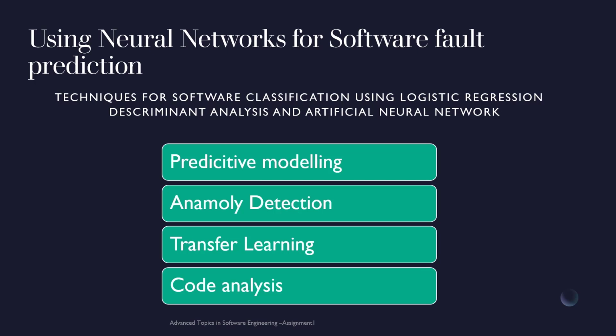For predictive modeling, deep learning models can be trained on large data sets of software code to predict the likelihood of a fault occurring. For anomaly detection, deep learning models can be used to detect anomalies in software code that might indicate a fault. For transfer learning, training techniques that were used previously can be transferred to learn about new models. For code analysis, neural networks can be used to analyze the code that we made.